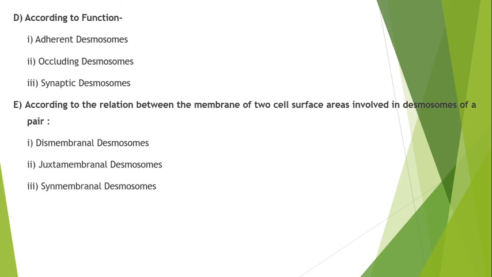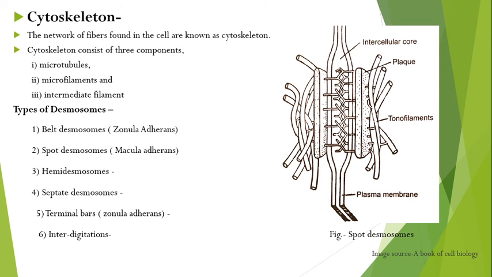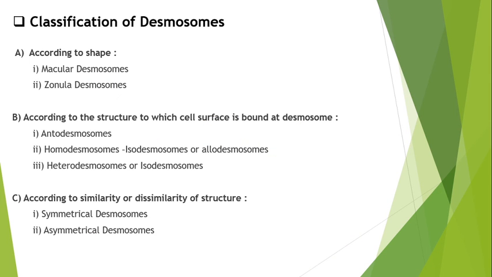Types of desmosomes: belt desmosome, that is the zonula adherens; spot desmosomes, macula adherens; third one is the hemidesmosomes, septate desmosomes, then terminal bars and interdigitations. The next one, the classification of desmosomes according to shape: macular desmosomes, that is the spot desmosomes, and zonular desmosomes, that means the belt desmosomes.